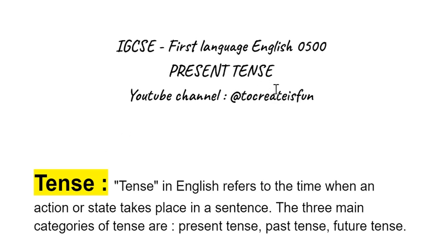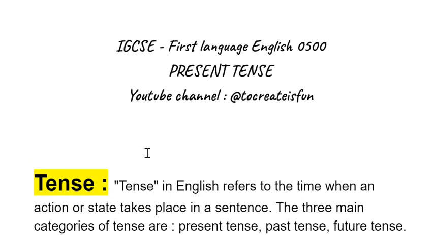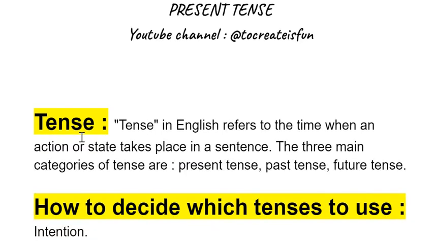Before we talk about present tense, we will have to know first what's the meaning of tense. Here, I put the definition on your screen. As you can see here, tense in English refers to the time when an action or state takes place in a sentence. The three main categories of tense are present tense, past tense, future tense.